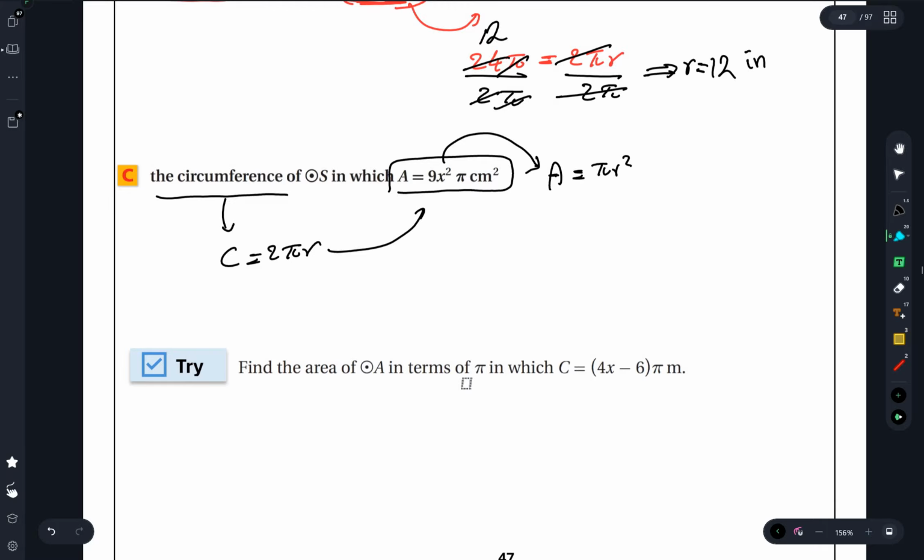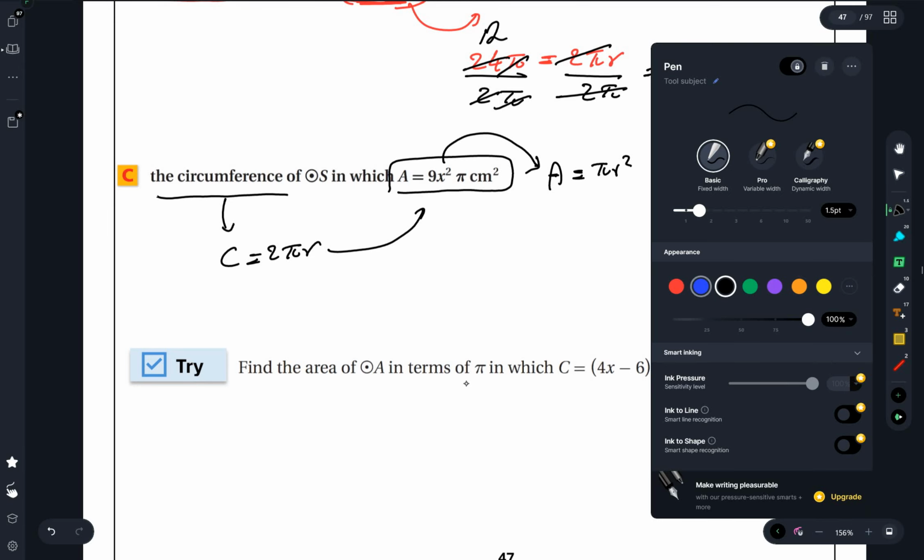Okay, so right now I will, let's change the color to, which color? Nice.